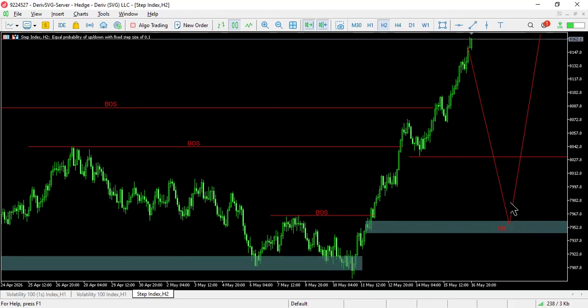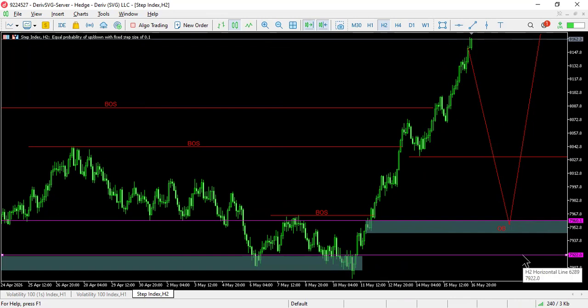So the coordinates for the buy limit, I'm just going to give the entry price and the stop loss, not take profit, because price did not yet form a clear high. So go ahead and place a buy limit on step index with your entry price at 7960.1 with your stop loss at 7922.0, and always apply proper risk management.